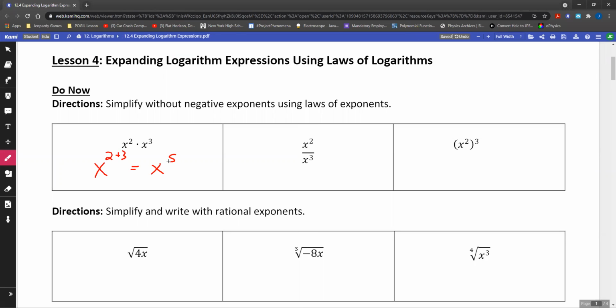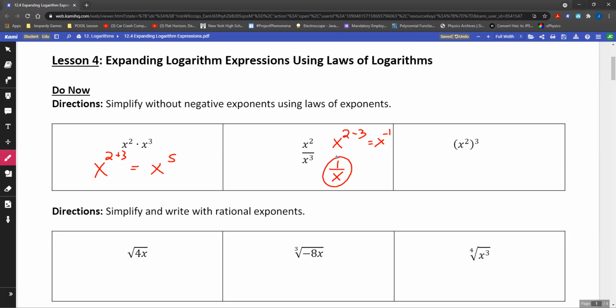Over here, now we're dividing it. So division is the opposite of multiplication. So we're basically going to do the opposite of addition, which is subtraction. We're going to subtract 2 minus 3 and get x to the -1. Now, we don't like that negative, so we're going to rewrite it as 1 over x.